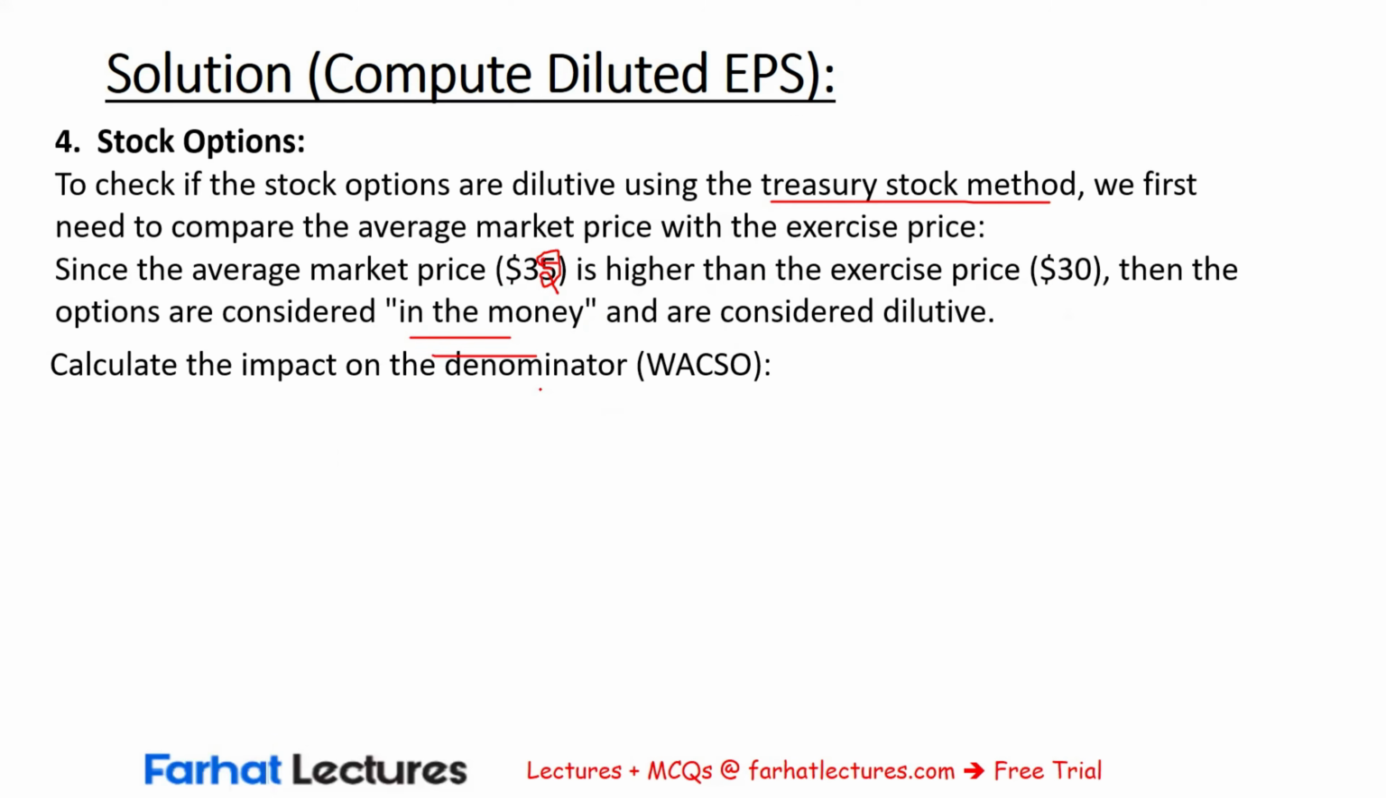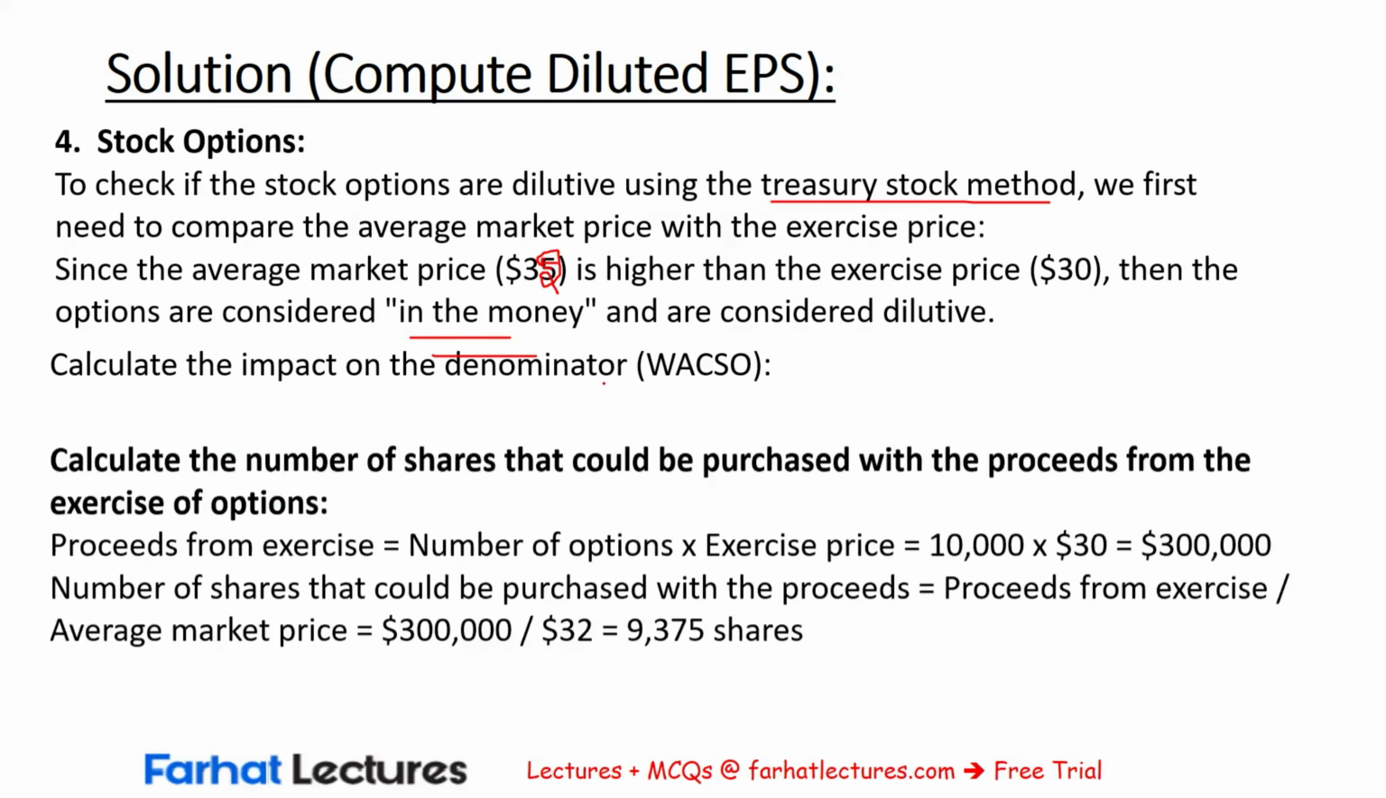We're going to calculate the impact on the denominator, the WACSO. So there's no effect from the conversion of stock options on the numerator because they're not going to affect neither the net income nor the preferred dividends. But they're going to affect the denominator because the company will have additional common stock.